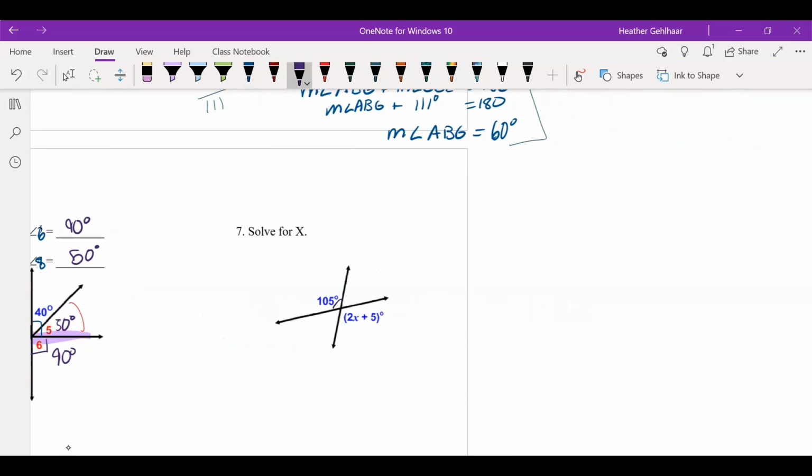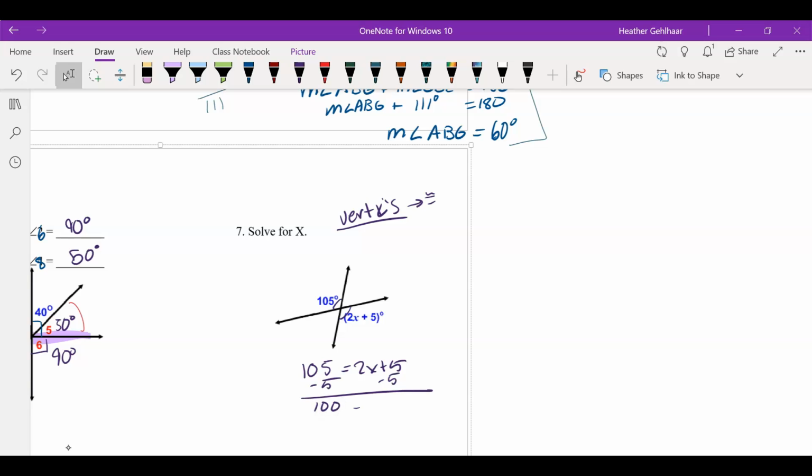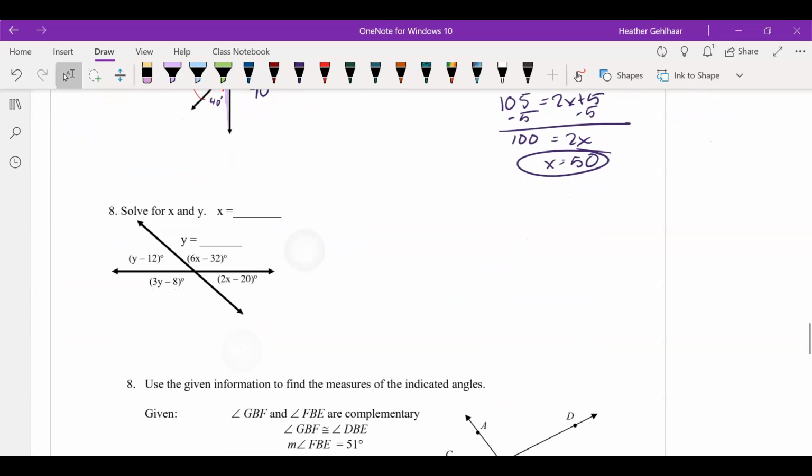Okay, next example here, this is solving for x. We have two lines intersecting, so those two angles are vertical angles. So I can set them equal, because they're congruent to each other, but when I have things congruent, I can also write them equal. So we have here 105 equals 2x plus 5. I'm subtracting 5. So we have 100 equals 2x. x equals 50. 50 degrees. Beautiful.